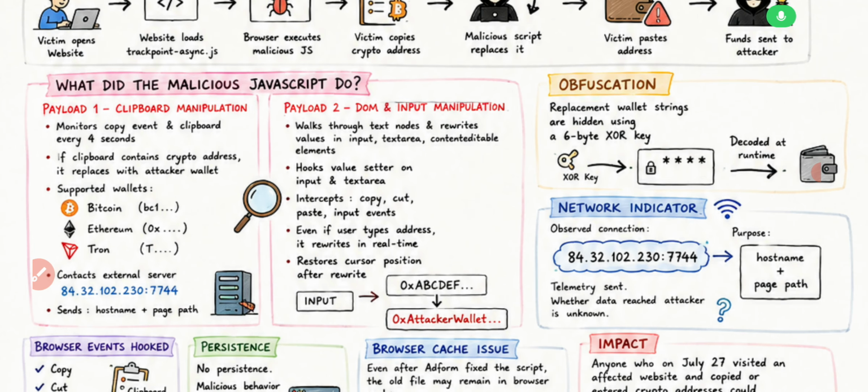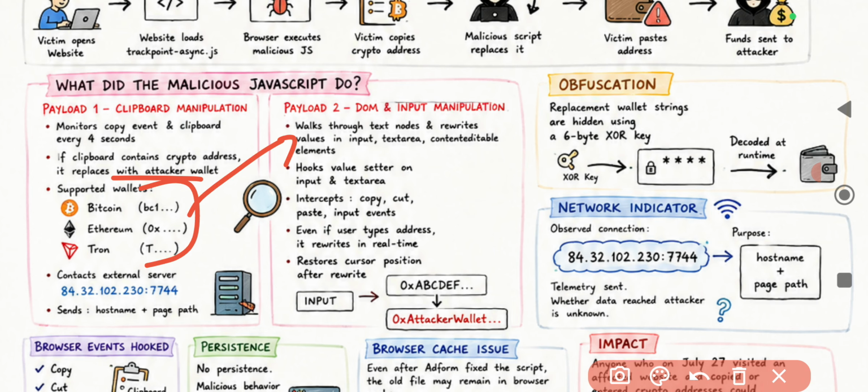Coming to what the malicious JavaScript did. The first payload manipulates the clipboard: it monitors the copy event and the clipboard every 4 seconds. If the clipboard contains a crypto address, it replaces it with the attacker's wallet, and supports Bitcoin wallets. Payload 2 is DOM and input manipulation: it walks through text nodes and rewrites the value in input and textarea, hooks the value setter on input and textarea, and intercepts copy, paste and input events.